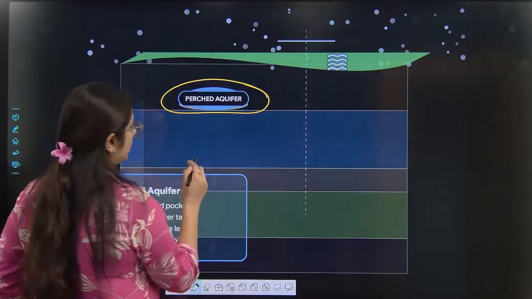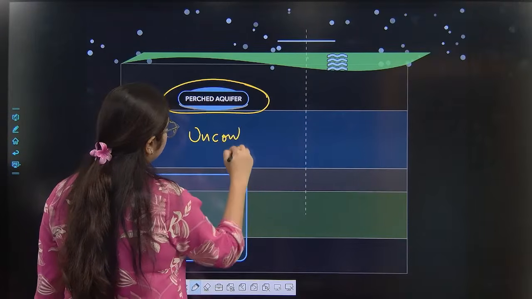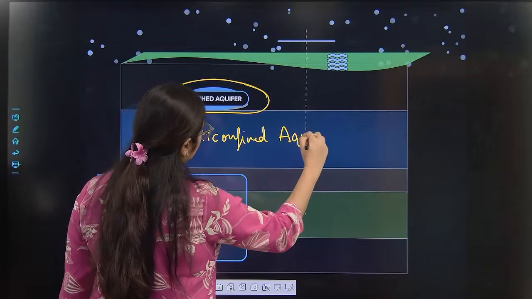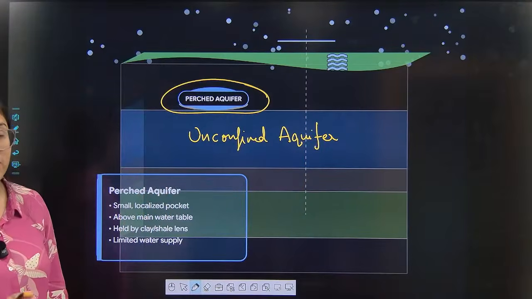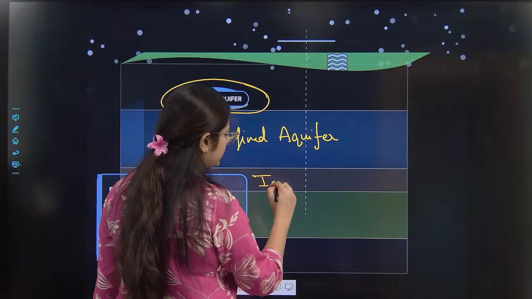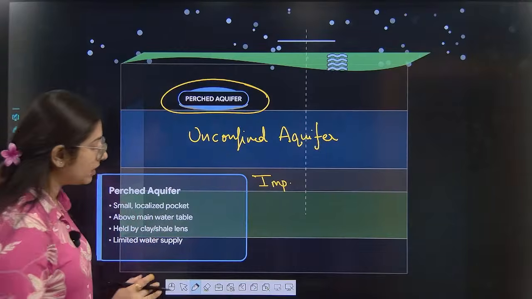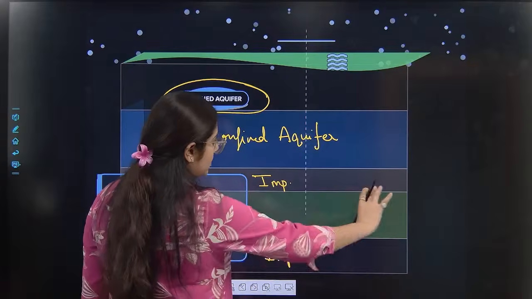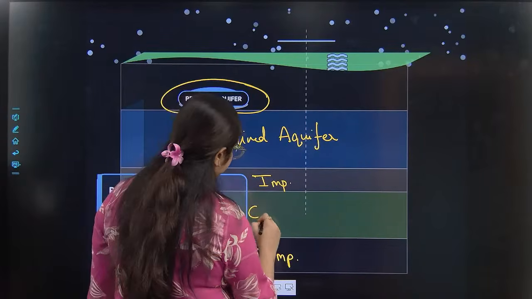Now, see this figure. What was this layer? This layer was the unconfined aquifer. Then this layer was the impermeable one, marked IMP. This is the impermeable layer, and this is also an impermeable layer. And this one, which is shaded with green color, is your confined aquifer.